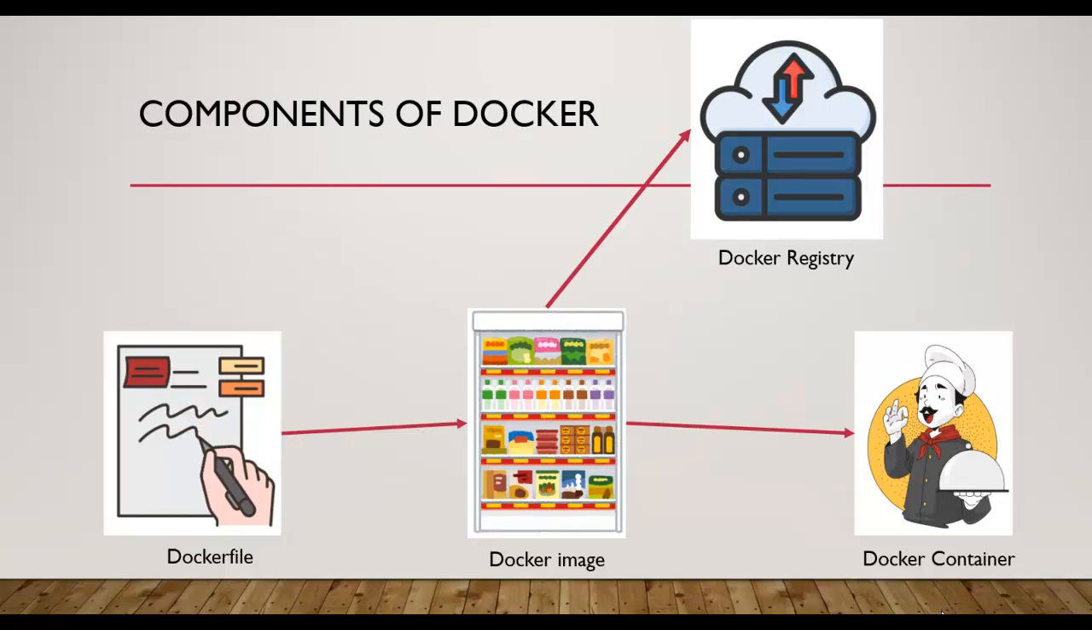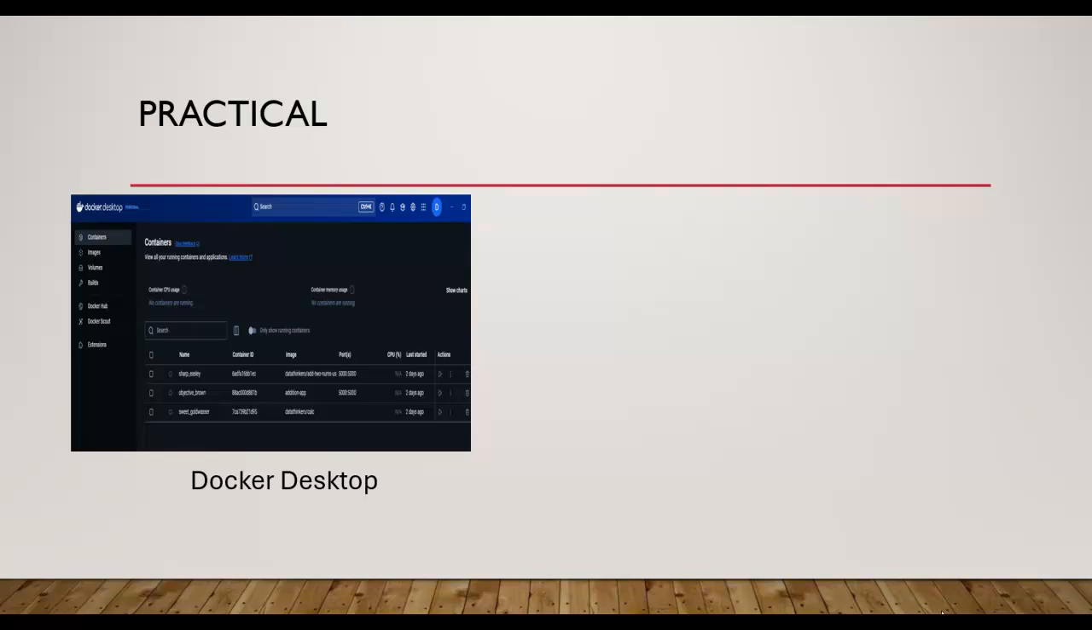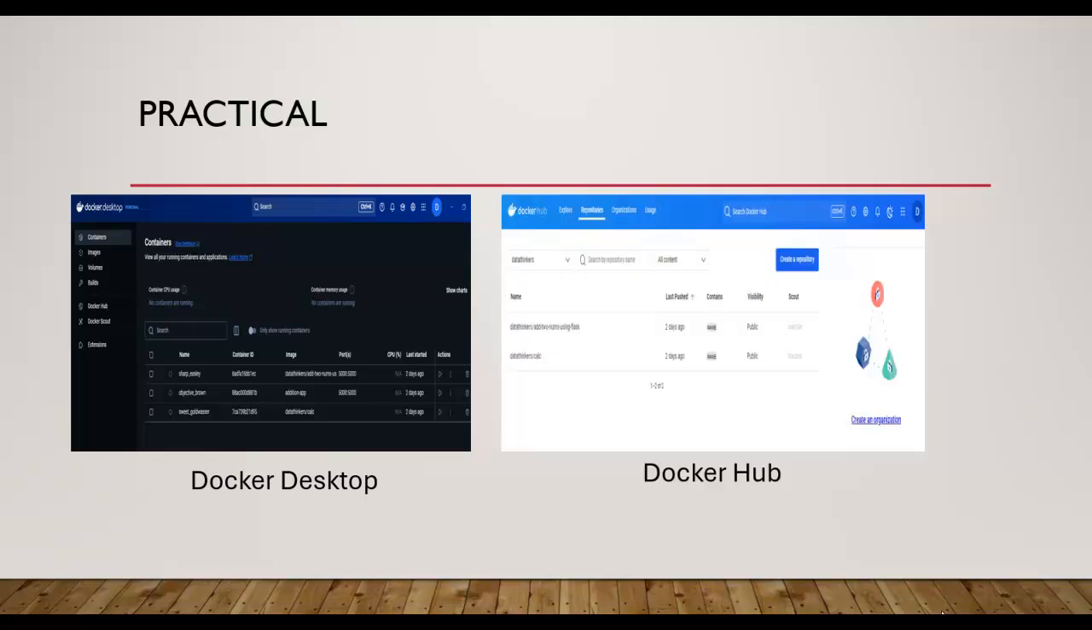I hope all of you are clear with the main components of Docker. Now let's move on to our practical part. To use Docker in our project, we are going to use two main tools. First, Docker Desktop, and second, Docker Hub. So what is Docker Desktop? Docker Desktop is a user-friendly application that provides you everything you need to build and run Docker containers on your local machine. It is designed to make it easy for developers to use Docker without requiring much technical setup, right?